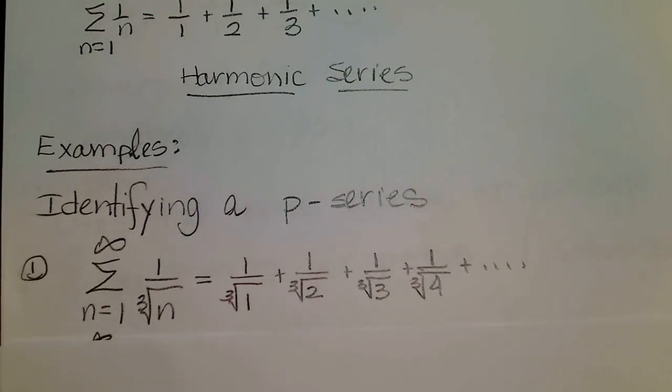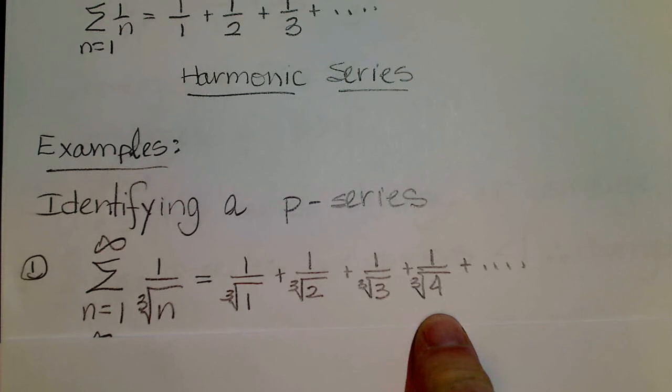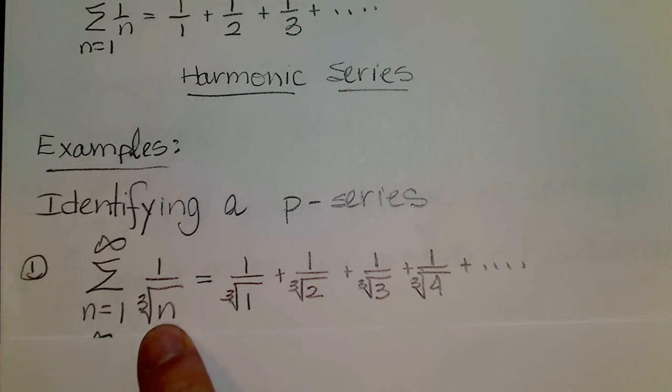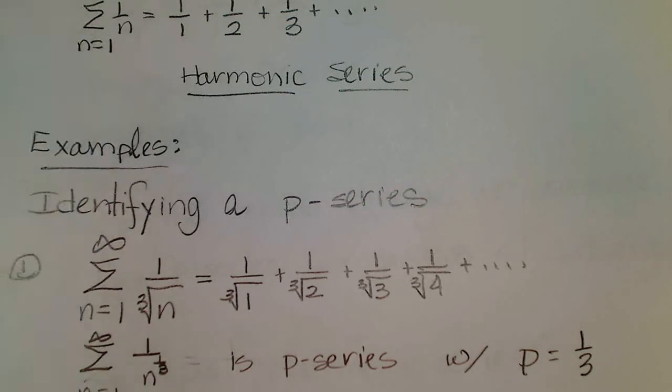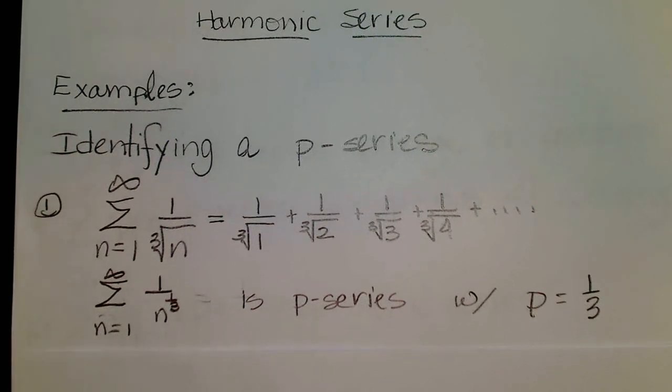So let's take a look at this example. Here we have the sum, n goes from 1 to infinity, of 1 over the cube root of n. And if you expand it as is, you see it looks like that. So we always want to get it in the form of the sum of 1 over n to some constant exponent. Well, we know that the cube root is the same thing as n to the 1/3. So we end up with the sum as n goes from 1 to infinity of 1 over n to the 1/3. This is a p-series with p equaling 1/3.